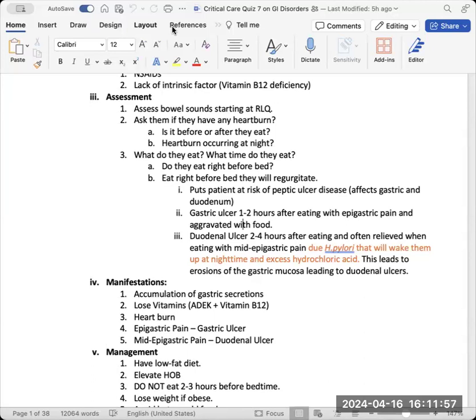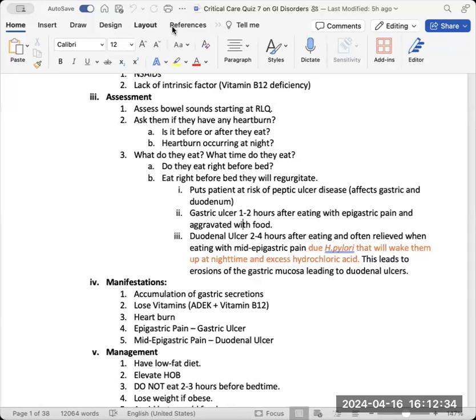Also, you can have nighttime pain because there's more hydrochloric acid being produced at night, especially in response to H. pylori, because as we said, chronic gastritis is more associated with duodenal ulcers, and that's associated with H. pylori. So, think about when they sleep. Let's just say they ate at 8 o'clock and they decided they're going to go to bed at 10. Maybe at 1 o'clock they're waking up from pain. And that's from their body just trying to do its thing.